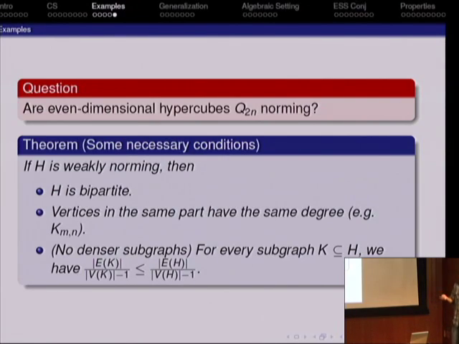And another property is that subgraphs cannot be denser than the original graphs. So for any subgraph K, the density, there is this -1 technical thing, but the density is basically bounded above by the density of the graph.